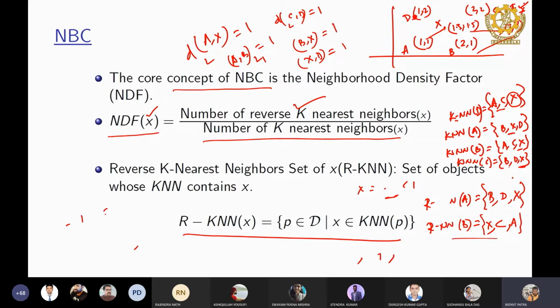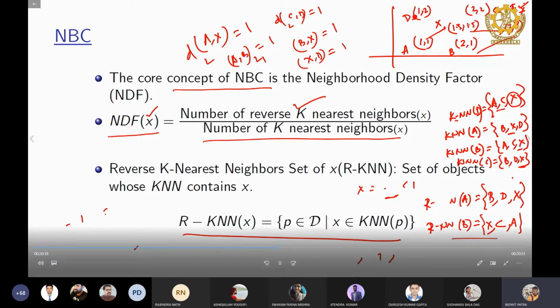F is far away from the other cluster points. Why is it far away? Because it is not in the vicinity of a cluster, and therefore the reverse k nearest neighbor count for that point will be 0. So very likely, if the point is an outlier or noisy point, the NDF value will be close to 0, because this is 0 and this is some value. Even if it is not 0, let's say 1 and this is 5, it will be very close to 0. But the value of the reverse k nearest neighbor can also be more than k. It is not necessary that its value will be at most k.